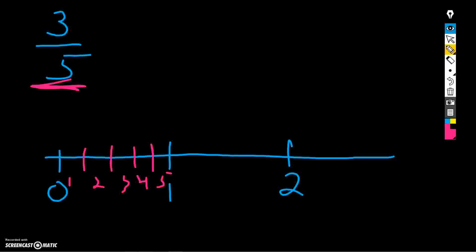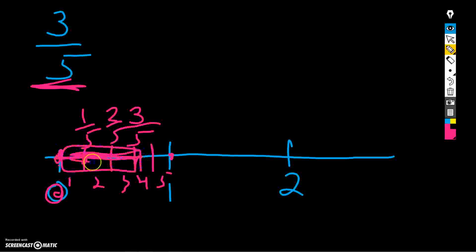Now I know my parts aren't equal. They're not great, so I can fix that later. So we want to label 3/5. All we do is, we have 0 right here, and we count 1, 2, 3. So this is 3 parts in, and each part is 1/5. So that part is 3/5. The one before it is 2/5. The one before that is 1/5. So the distance from here to here is 1/5 of the way to 1. And all of this shows us 3/5.